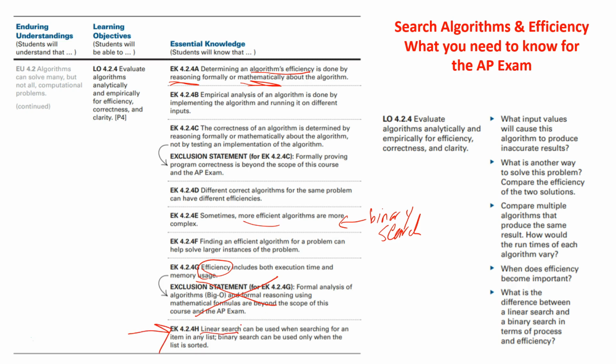So you need to know linear search can be used when searching for an item in any list. Binary search can be used only when the list is sorted, either alphabetically or numerically. And then for what we're doing here, this one is the relevant one: the difference between linear and binary search in terms of process and efficiency.